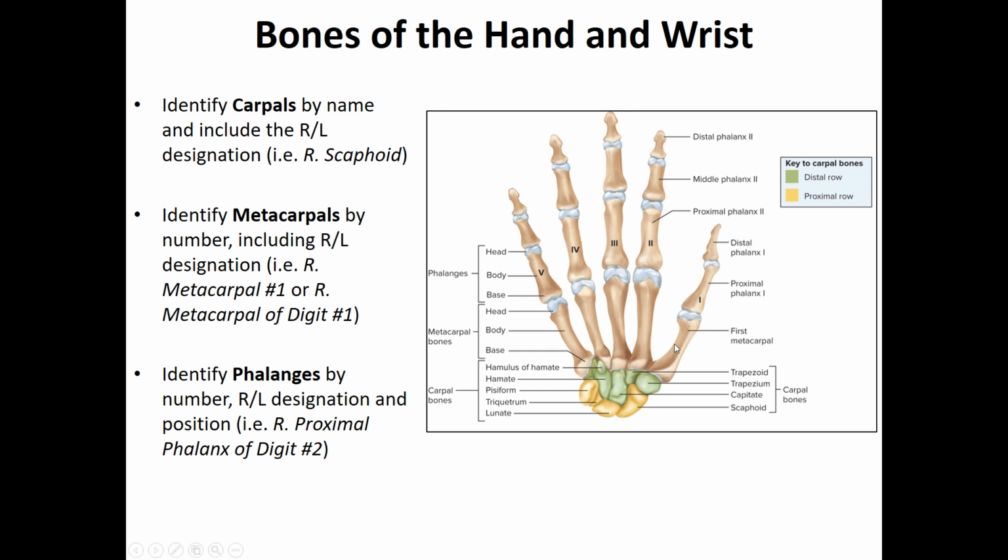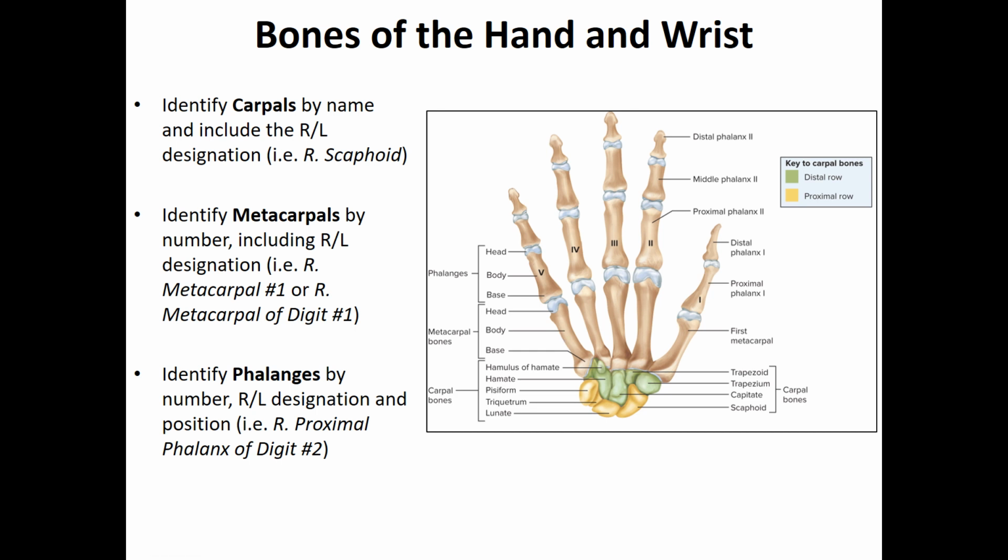As you move to the metacarpals, these are the bones which make up the palm of the hand. So if you flatten your hand, you can feel these bones by running your finger across the back of that flattened hand. So those are the metacarpals. You need to designate these by number as well as right and left designation. So this would be metacarpal 1 on the right side. So on a test, you could write right metacarpal number 1, or you could say right metacarpal of digit 1. Either answer is going to work for all 5 metacarpals.